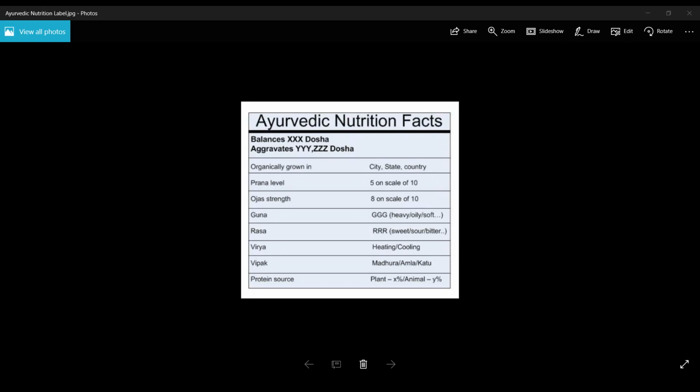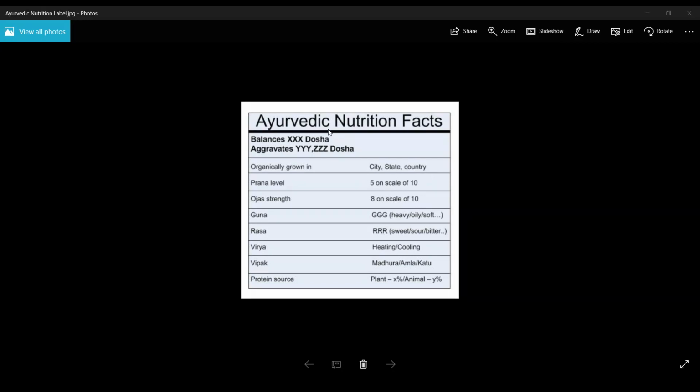I'll answer your question in a minute. So this is one of the homeworks that I give you. It's just a fun homework. You don't have to do it if you don't want to, but it's a fun homework. You make a little poster of an Ayurvedic nutrition label, just a fun thing. Make your own, put it on Instagram or something.